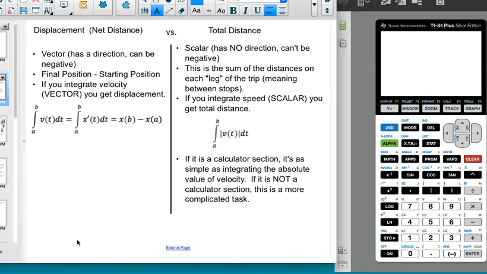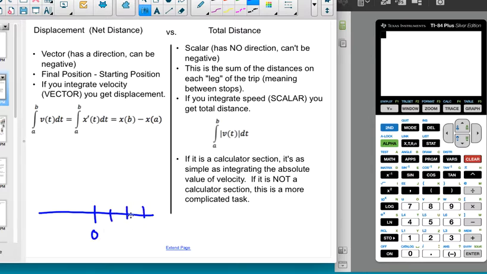So for example, and we'll do another example of this in a sec, if I have a particle on a number line, and let's say it starts at 0. Let's say I walk 3 units to the right. I stop, I turn around, and I walk 4 units to the left.